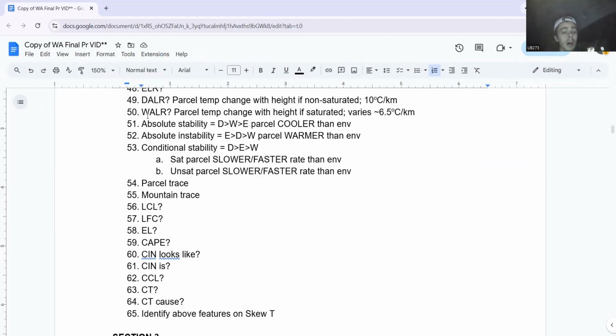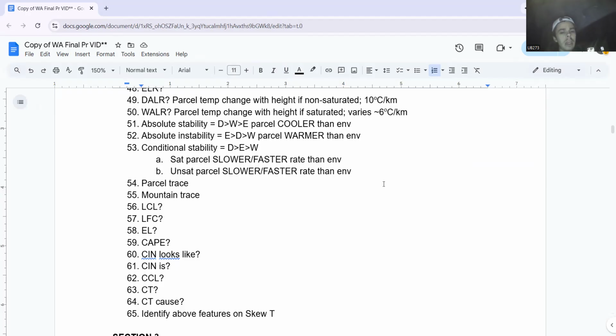The dry adiabatic lapse rate is how the parcel's temperature would change if the air was non-saturated, and that's always going to be about 10 degrees Celsius per kilometer. The wet adiabatic lapse rate is how the parcel would change with height if it's saturated. It typically ranges from 4 to 7 degrees Celsius per kilometer, but we can just use 6 sometimes.